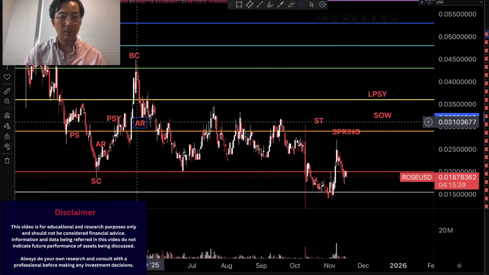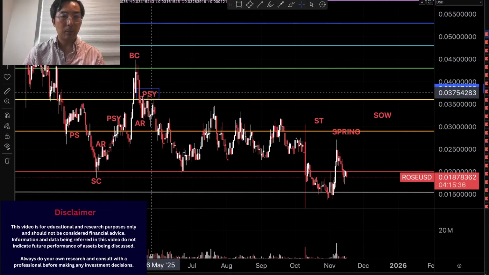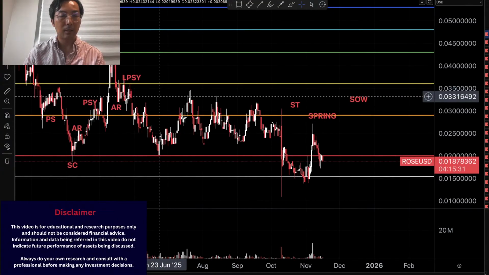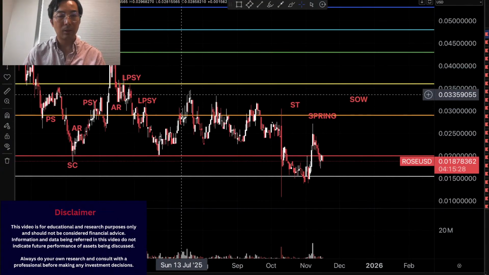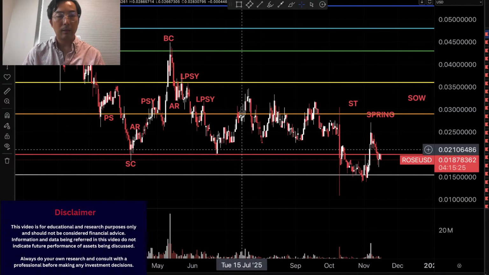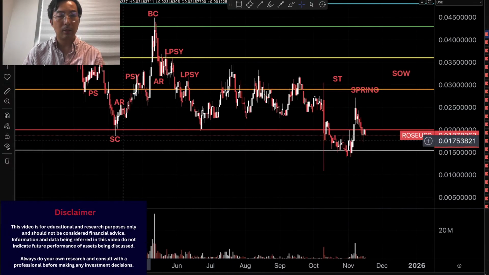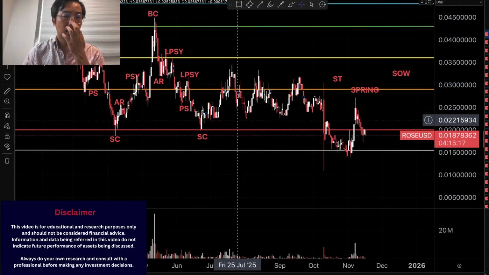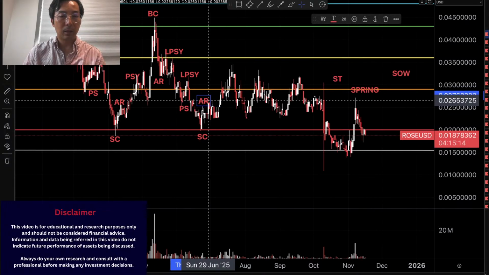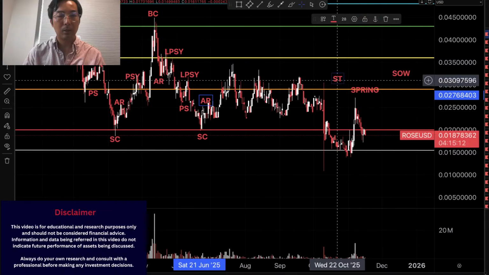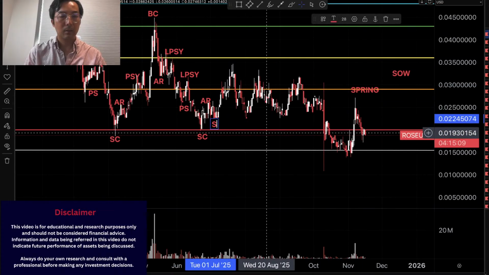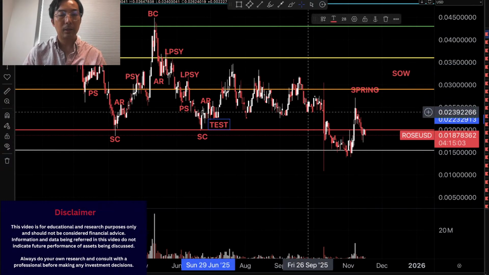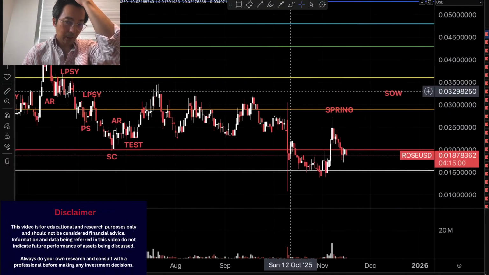Automatic reaction. I will just call that LPSY, not a second test. There are multiple LPSYs here. I'm not going to tag all of them because there's just not enough space. So then it went to another selling climax. Alright, automatic rally, and then it came down for some more tests before it gets to this range of mini peaks.